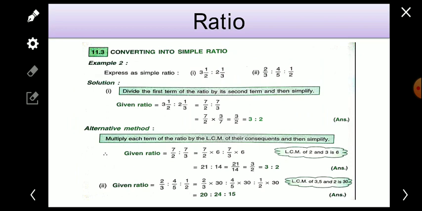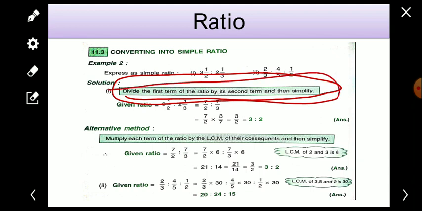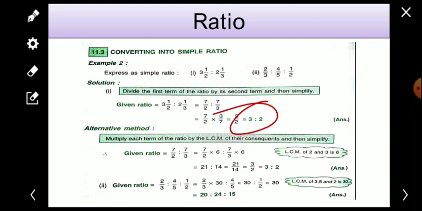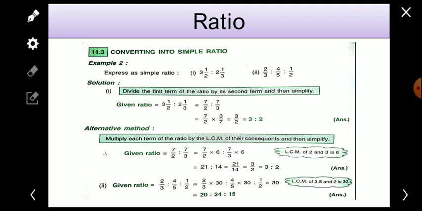So I repeat that whenever you have to simplify, then we will divide. This rule you understand: divide the first term of the ratio by the second term, then we will get the simplest ratio. Otherwise, the alternative way is also there: multiply each of the terms by the LCM of the consequents and then simplify.